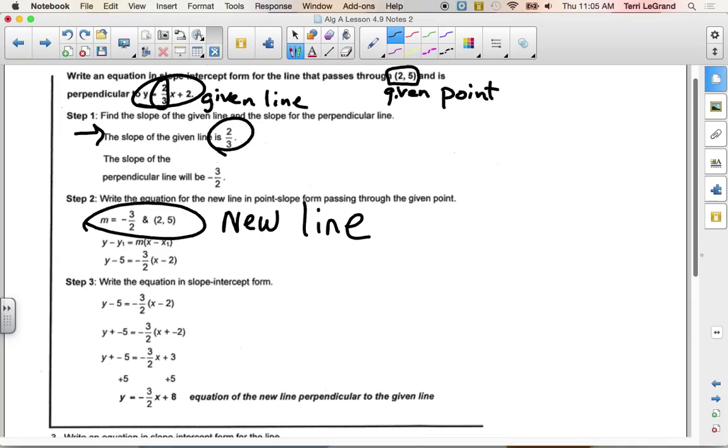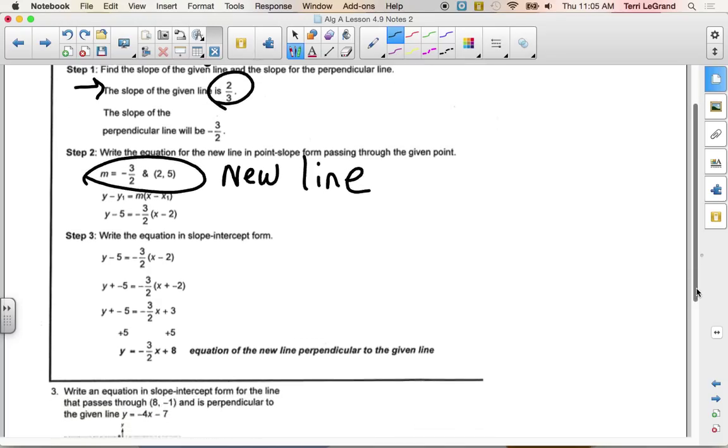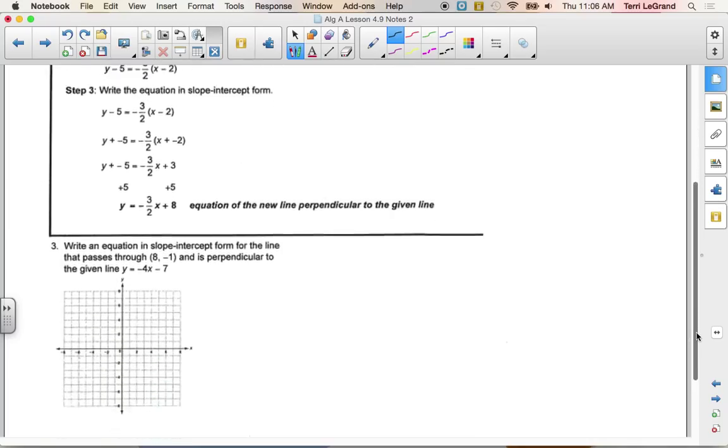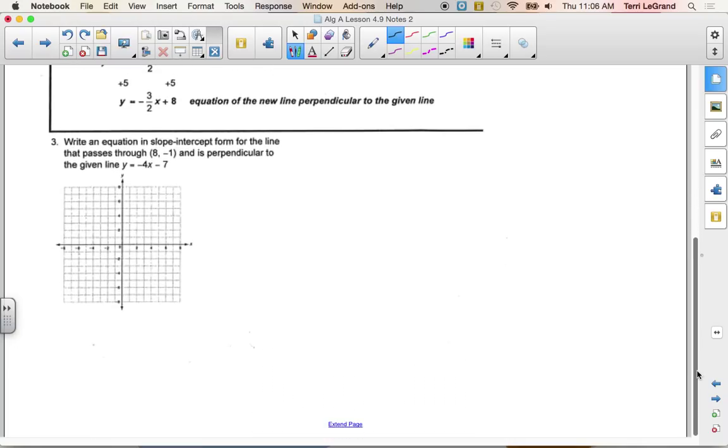Our slope, we figured out what it has to be, so it'll form those right angles. It has to go through that point. We know how to put it in point-slope form. We just did a whole bunch of that today with parallel lines. And then we put it into slope-intercept form. Okay, let's go do one of these together.